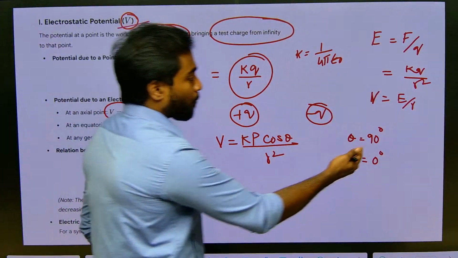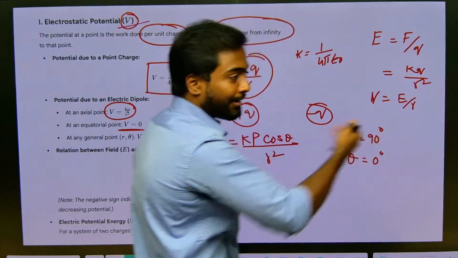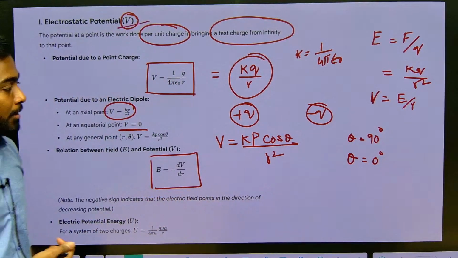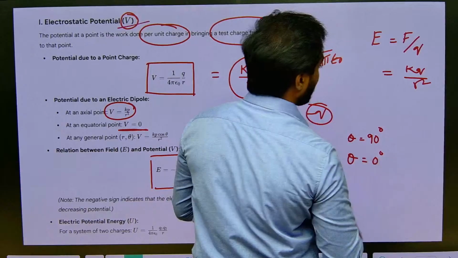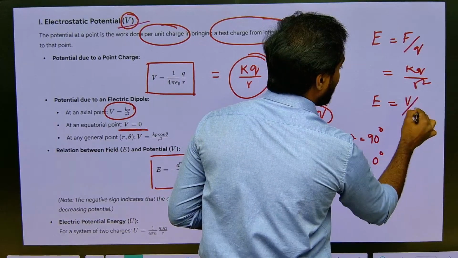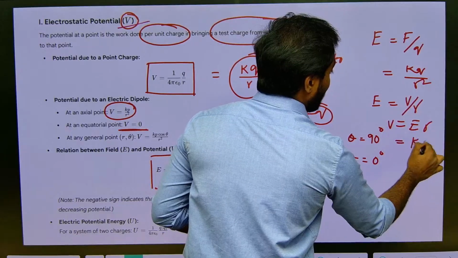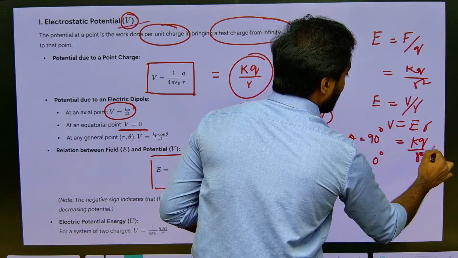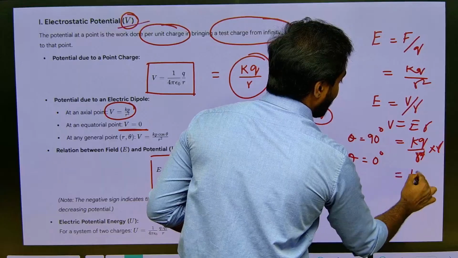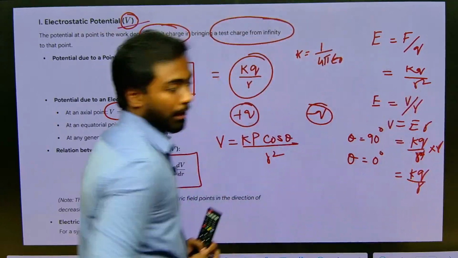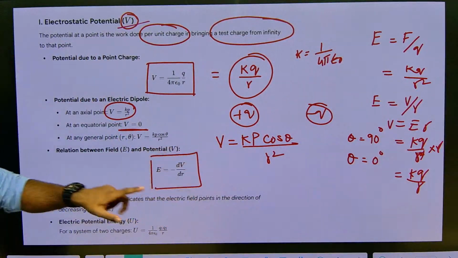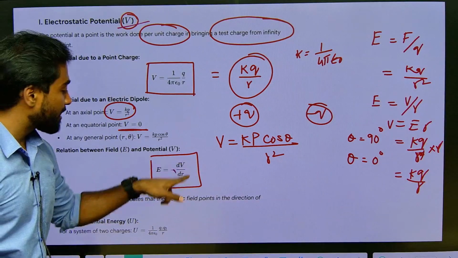So V will be equal to E into R, so kq by R square into R, and R will get cancelled, so kq by R. This is the formula for the potential, and the relation is E equals minus dV by dr.